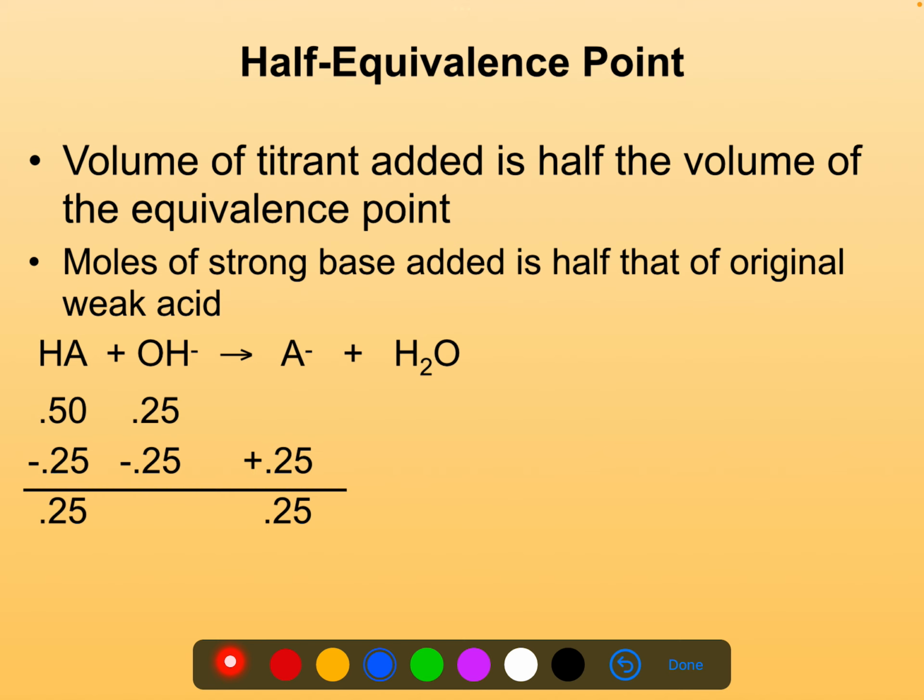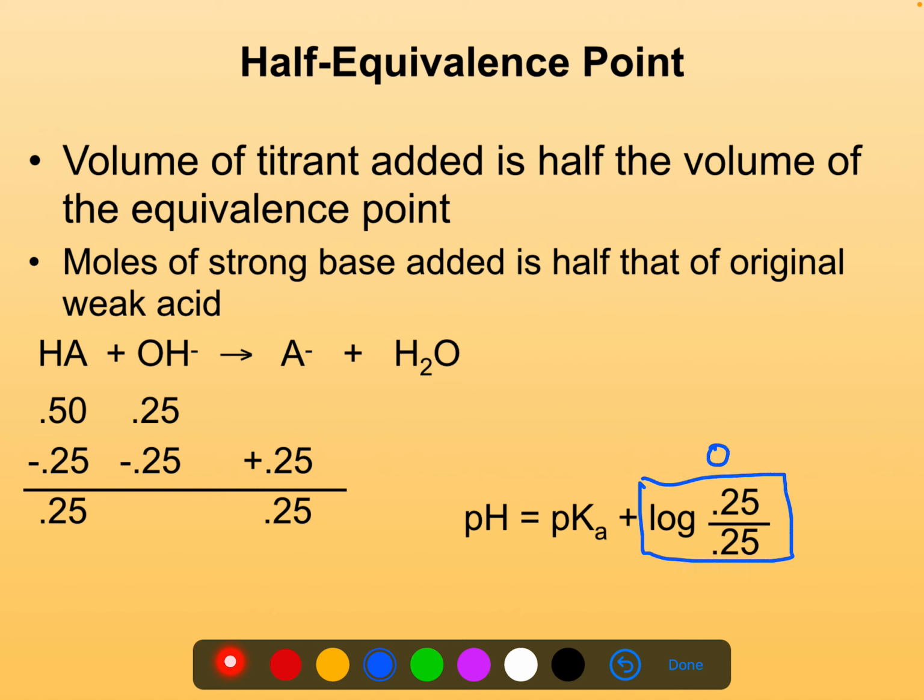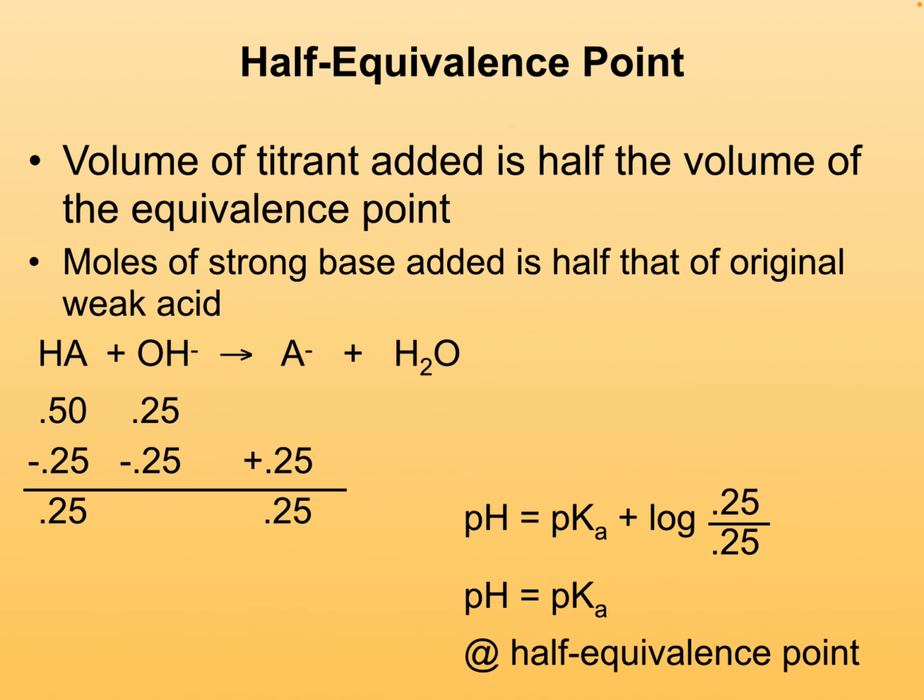So whenever we plug it into the Henderson-Hasselbalch equation, remember this ends up being the log of 1, which is going to end up being 0. So pH is going to be equal to pKa at the half equivalence point. And like I said, this could be used to help us identify which weak acid or weak base we have. So half equivalence point should be something that you can recognize on a titration curve.